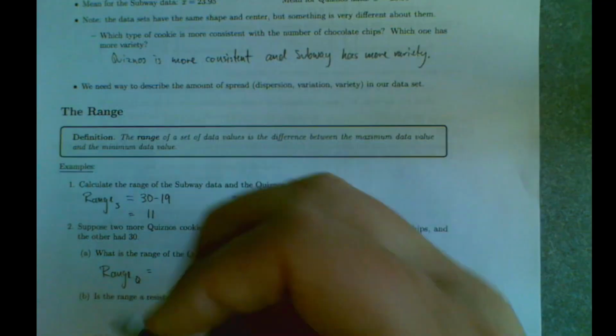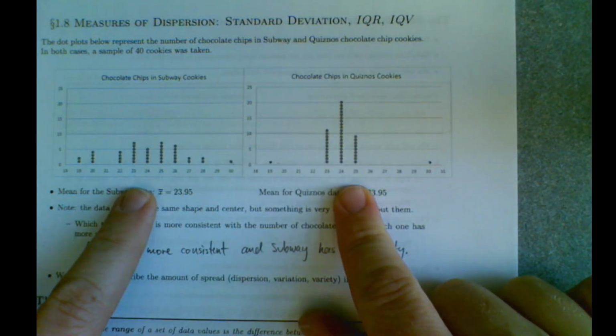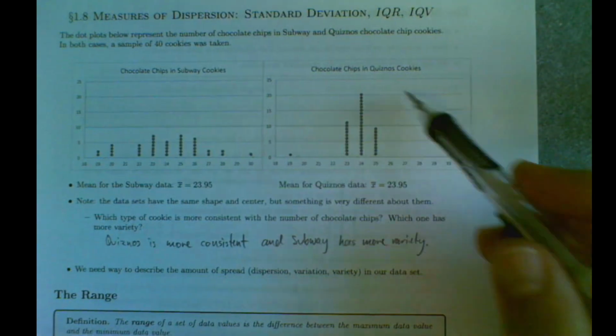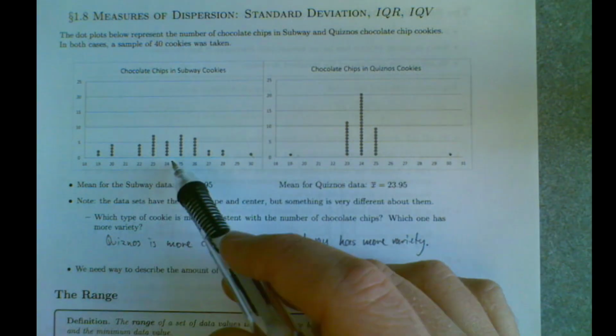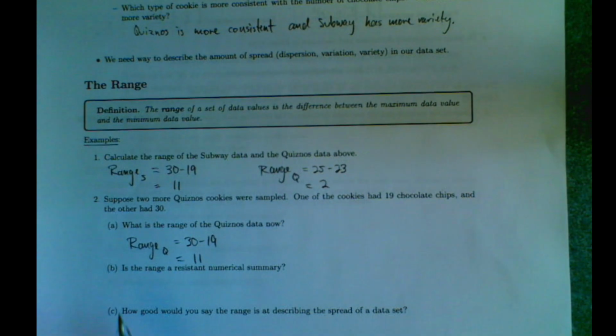However, when you compute the range of the Quiznos data with those 2 cookies thrown into the mix, you would get 30 minus 19, which is 11, which is the same range as the Subway data. So now these 2 data sets have the same range, even though this data set is clearly more consistent than this one is. So obviously the range isn't a great measure of spread.